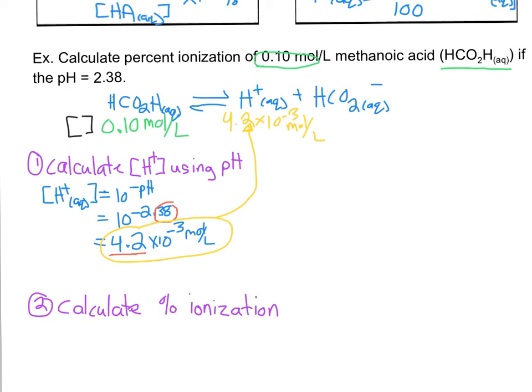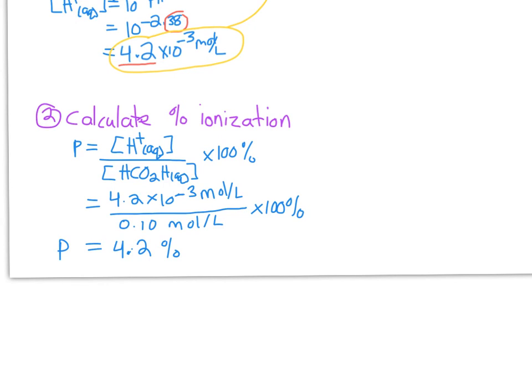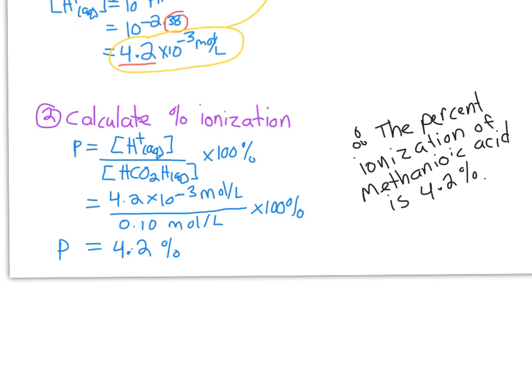So the next step is going to be to take these 2 concentrations and calculate our percent ionization. So to do that, we write our formula. P, percent ionization, equals concentration of hydrogen ion divided by concentration of the acid times 100%. We substitute in our values and we solve to get P equals 4.2%. So then we can finish off with our therefore statement.